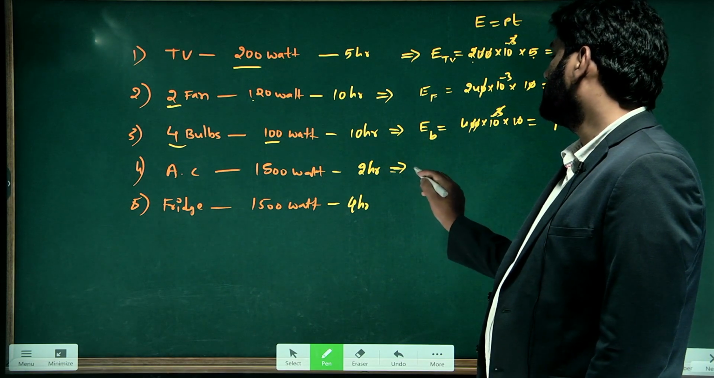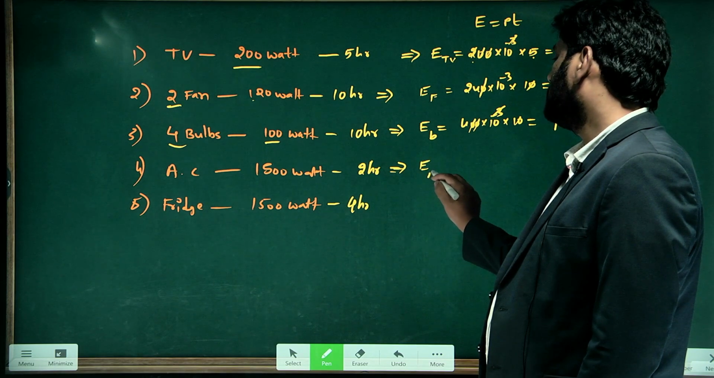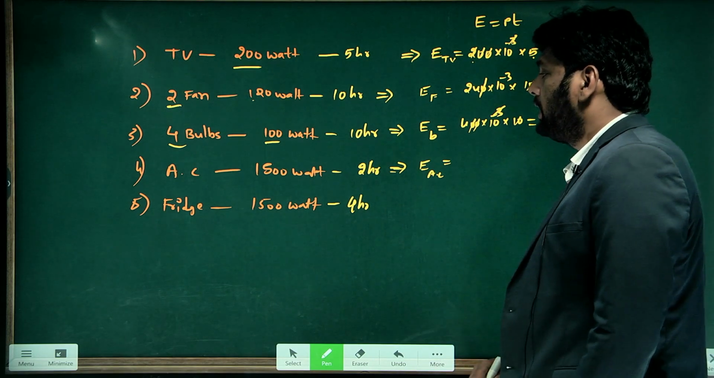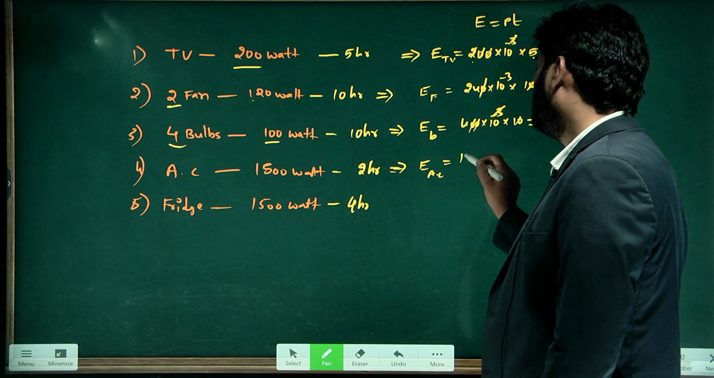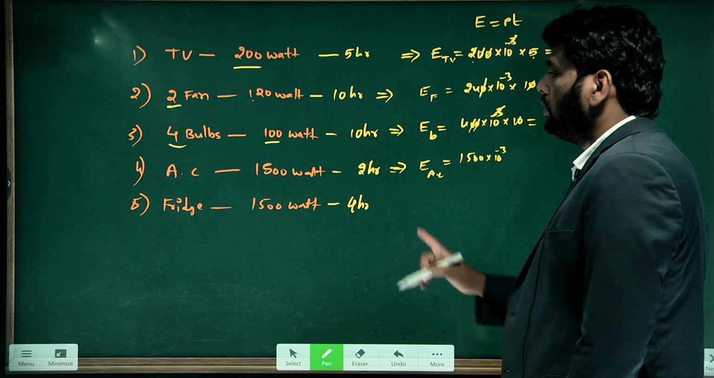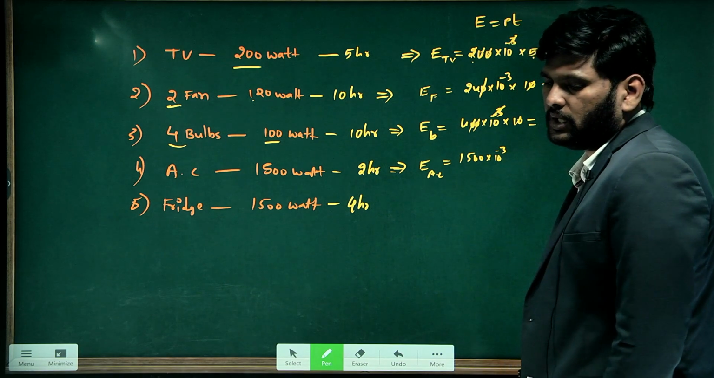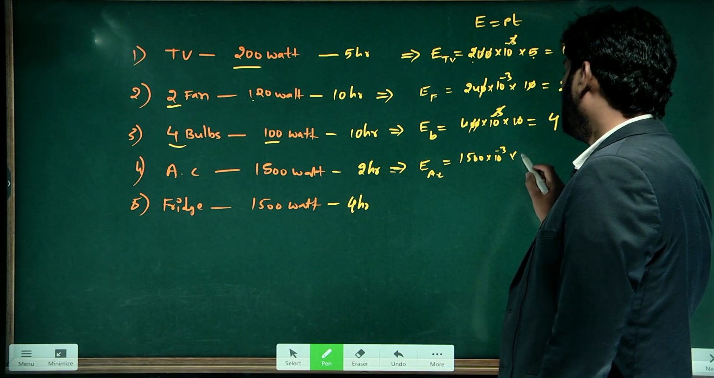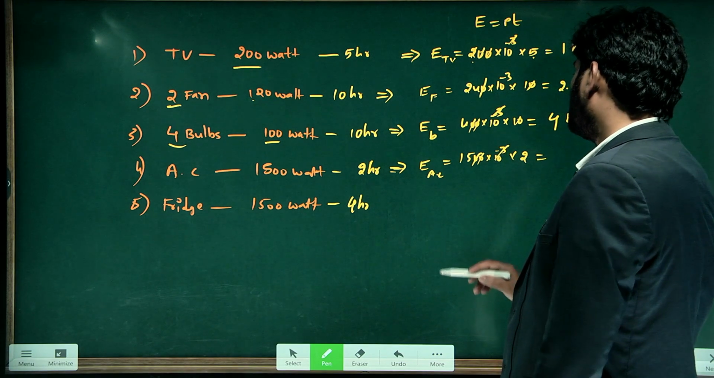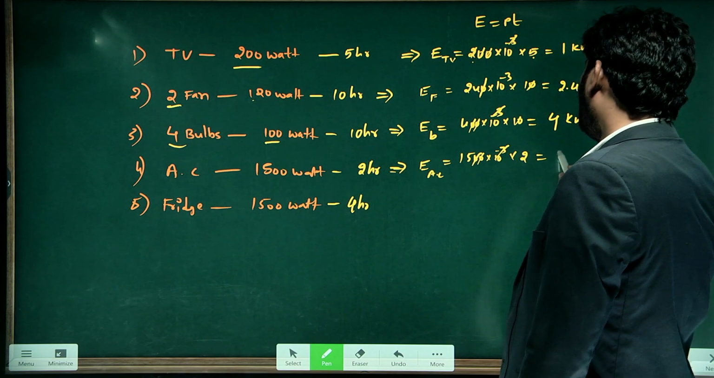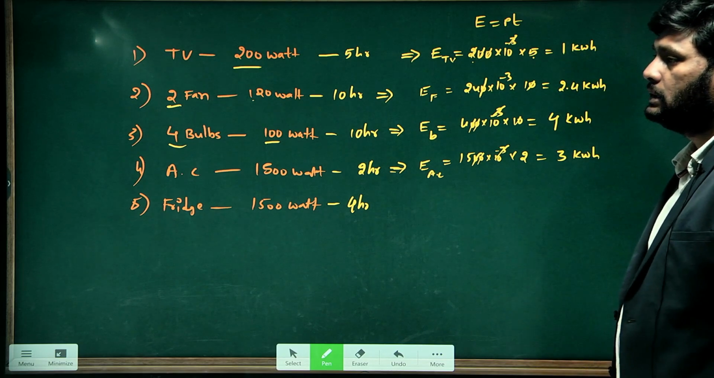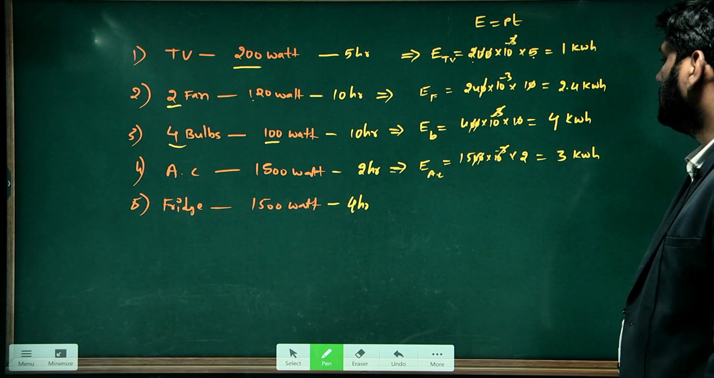Similarly, the energy consumed by the AC is 1500 watts. You can convert this 1500 watts into kilowatts, that is 10 power minus 3. Only one AC is there. So 1500 into 10 power minus 3 into how many hours? 2 hours. So here the zeros get cancelled. This is 1.5 into 2, which is 3 kilowatt hour. In total, how many kilowatt hours? 3 kilowatt hour of energy is consumed.